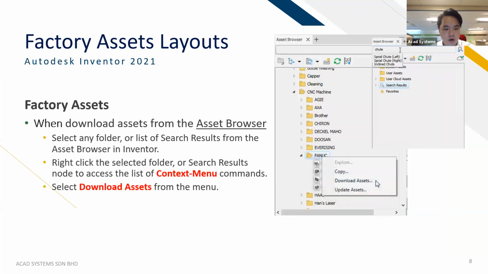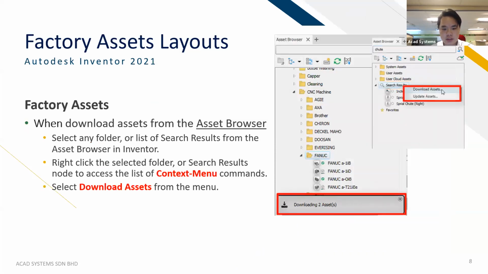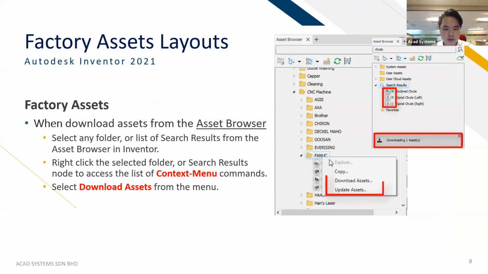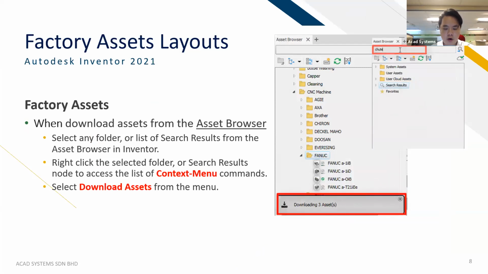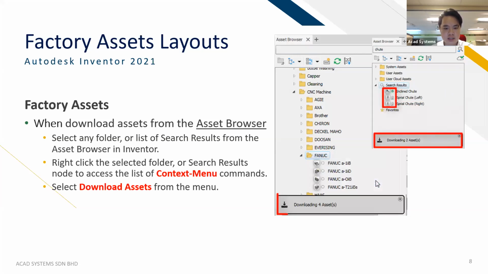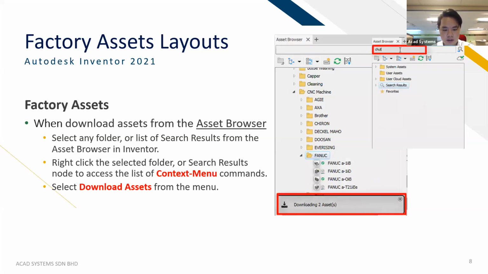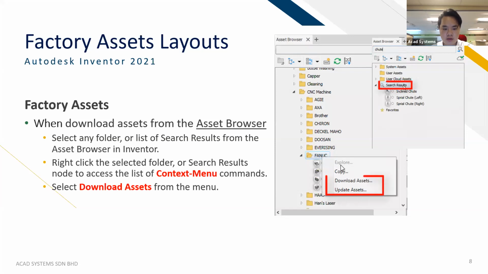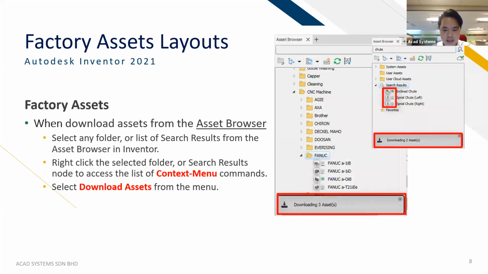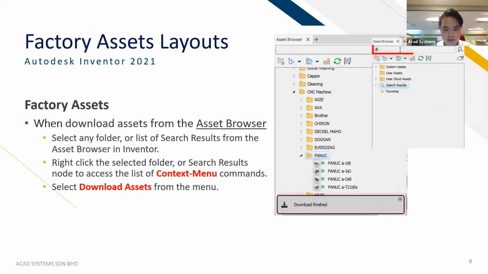And the next one, when you download the asset from the asset browser, if you select any folder, or you want to search, and the result after checking, when it is completed, it will come straightforward to the context menu, and you can just download from the asset and input it into your design.